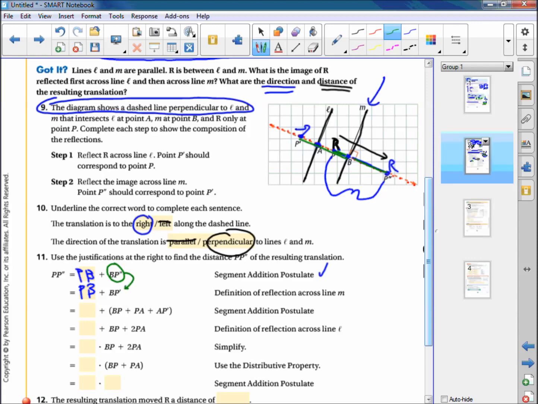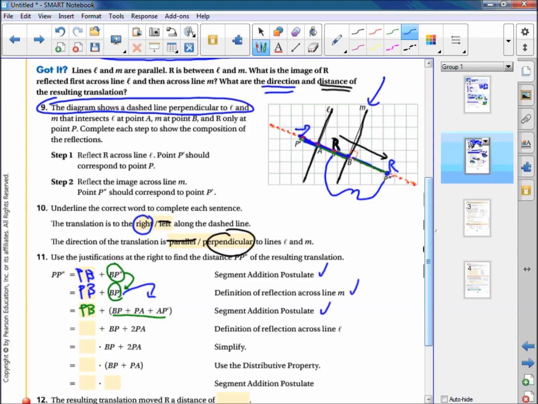All right. Then we copy down the PB again. We're not doing anything to that yet. And we're going to replace BP prime with this thing. All right, let's show how that works. That means I'm going to say that this whole green one, that I just did in red again, is going to be replaced with three little segments. We're going to replace it with BP, that piece, PA, that piece, and AP prime. So we broke this segment BP prime into three parts. So once again, we use the segment addition postulate.